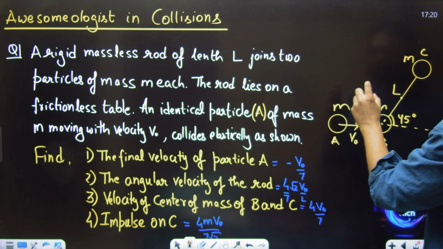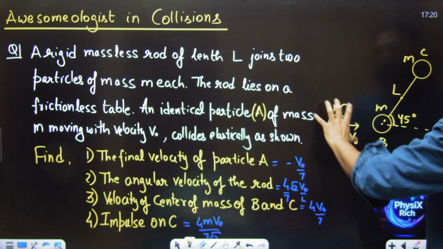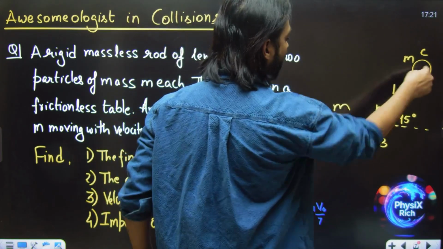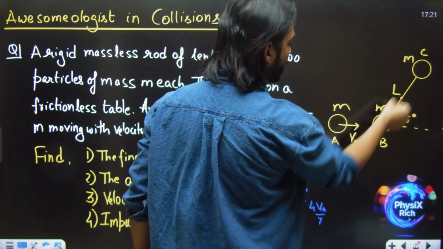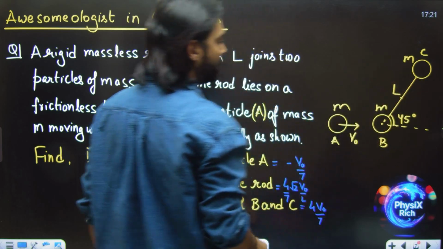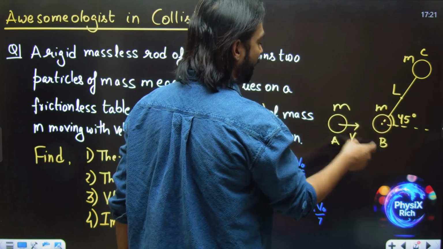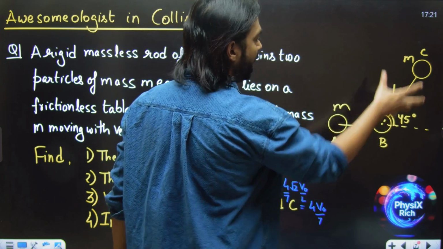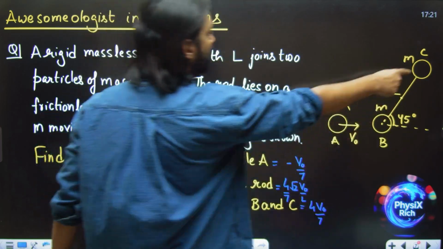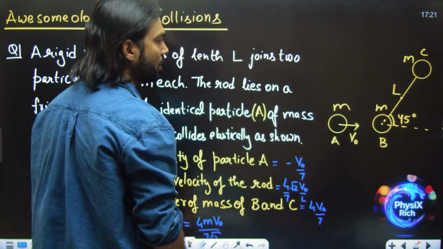This is a mass with a velocity v naught and it is traveling on a frictionless table. While these two are also identical masses, they are connected with a rod that is massless, and this assembly is kept on a frictionless table. This mass hits this mass elastically, and after some time we have to find the velocity of this mass and also the angular velocity of the system and the impulse on this mass C, and also the velocity of center of mass of this assembly.